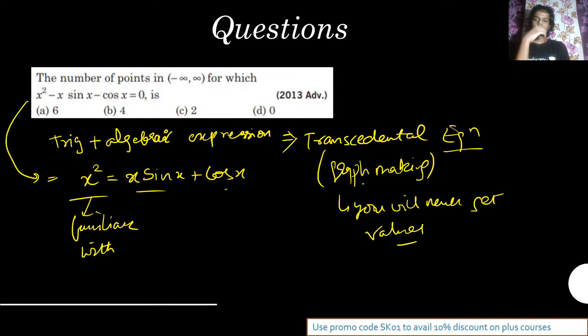Anyway, one of the solutions is obvious. If I put x equal to 1, no. Anyway, just try to see it. We will draw the graph of this 1 and 2 separately, and then we will see at how many points they intersect. So first you have y equal to x square.